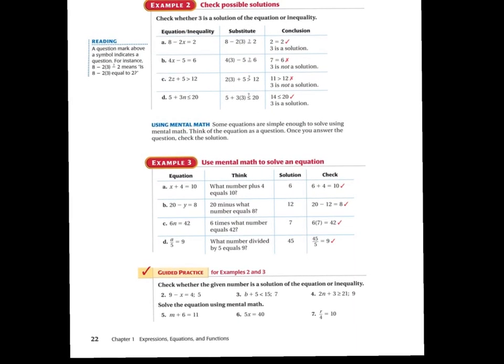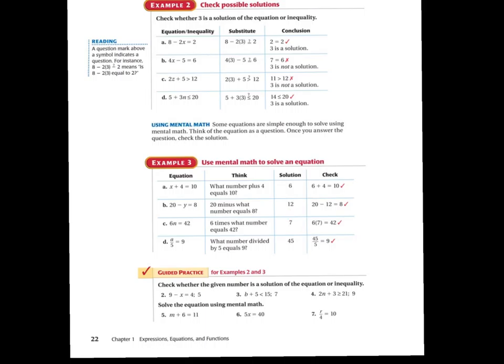so we're trying to find x plus 4 equals 10. So what number plus 4 equals 10? Of course, that is 6. 6 plus 4 equals 10. Then for the second one, 20 minus y equals 8. So 20 minus what number equals 8? Of course, that's 12.